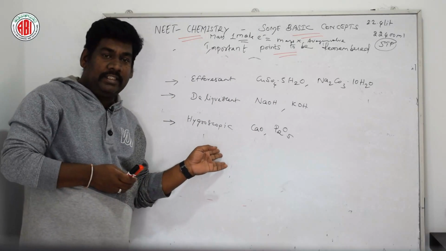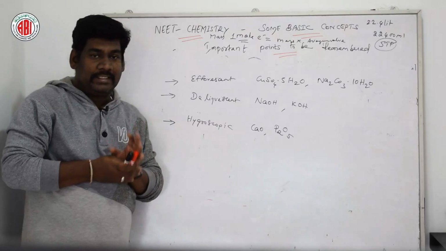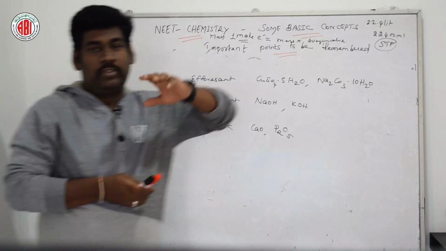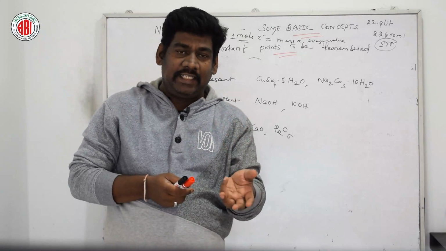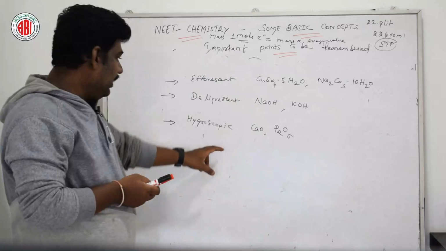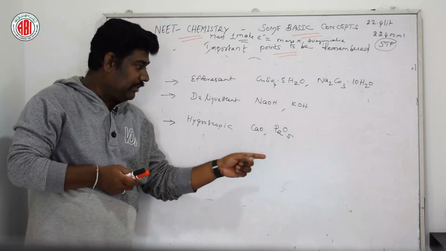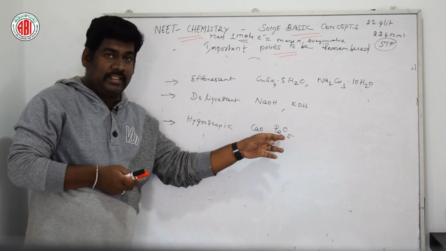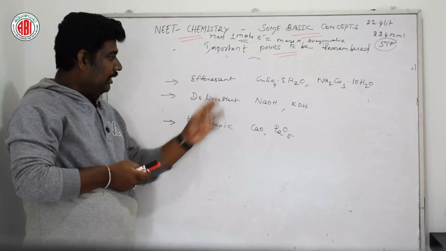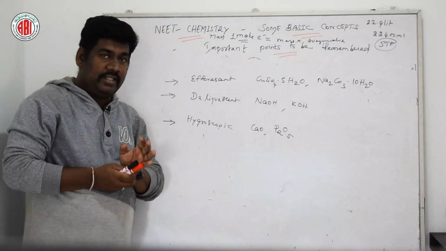When we are talking about hygroscopic, these are substances that are anhydrous. They can easily absorb the moisture from the air. A few examples are CaO, calcium oxide, and phosphorus pentoxide, P2O5. So these are the different terms we use for different substances.